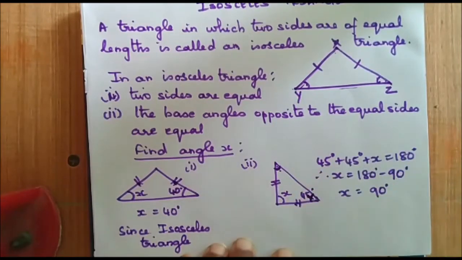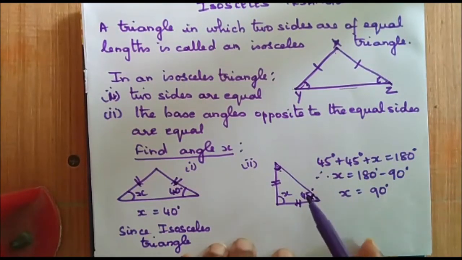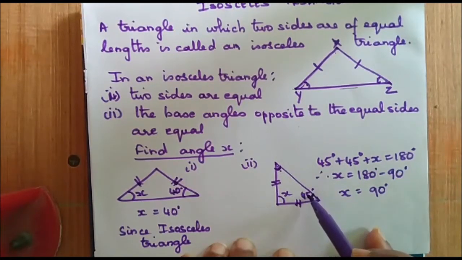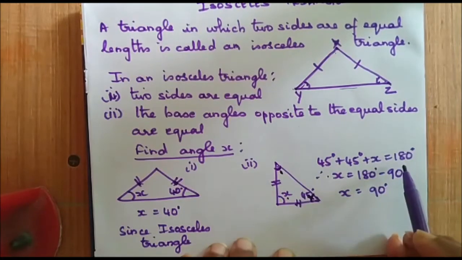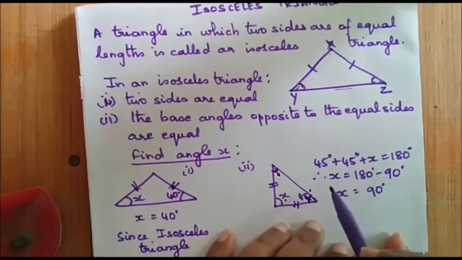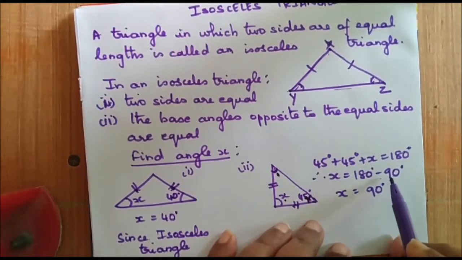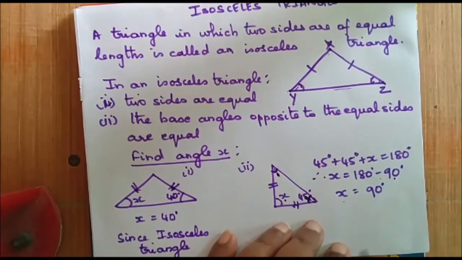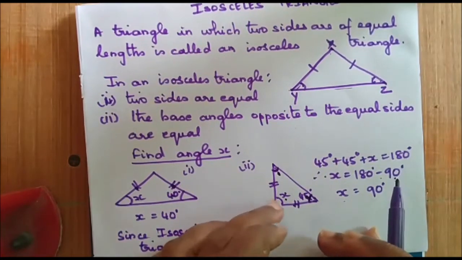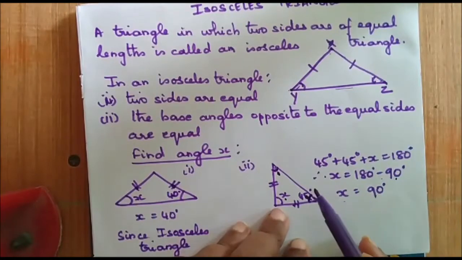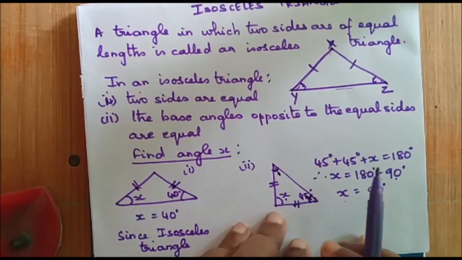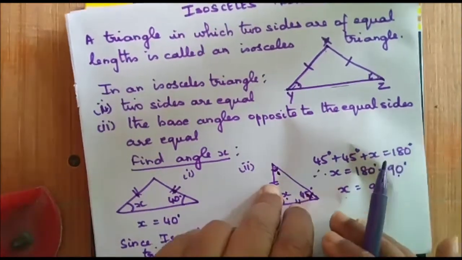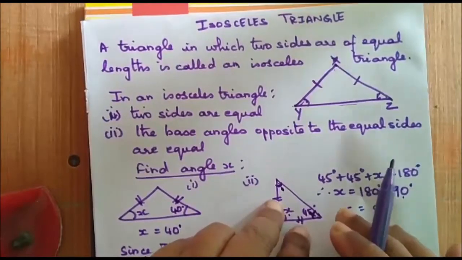I know from the angle sum property of a triangle that the sum of all the three angles is 180 degrees. So, if this is 45 degrees and this is 45 degrees, then what is the value of x which adds up to 180 degrees? I have x equals 180 degrees minus 90 degrees. Therefore, x is equal to 90 degrees. So, here we have made use of two properties. One is the isosceles triangle property and the other one is the angle sum property of a triangle. I hope you understood how we solve this problem.